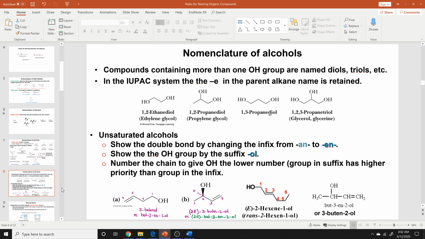You have to indicate where the double bond is, because there are two functional groups, a double bond and an OH. My OH is a higher priority, so it goes at the end. So it's going to be but-3-en-2-ol. So now I know that the double bond is on carbon number 3, and the alcohol is on the second carbon.